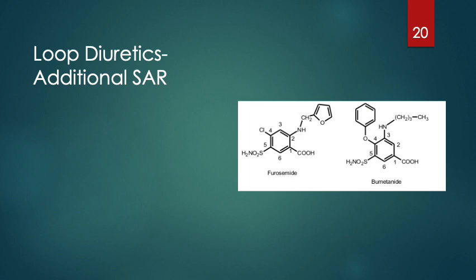All right, so we'll conclude this with some additional structure-activity relationships for the loop diuretics, and then after that we'll jump into the potassium-sparing diuretics. So I've numbered these molecules here for you, and I'm showing furosemide and bumetanide. You can see the structural similarities between those two. You can see that in bumetanide, the amino substituent here has been moved one carbon away from the carboxylic acid.